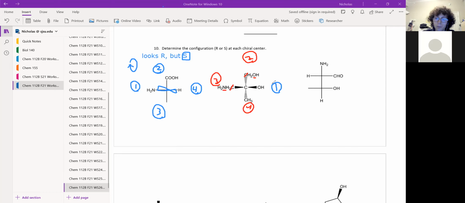So if you draw an arrow from 1 to 2 to 3, it looks like it's S, yeah. And, well, are you sure we have to switch it? Where's number 4? It's the methyl group, right? Yeah. So you only have to flip it if number 4 is not on a dash. But in any other case, it just stays what it looks like. So because it looks like it's S and 4 is on a dash, it is S.